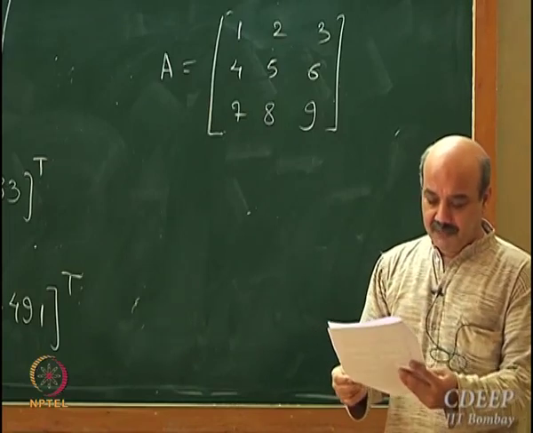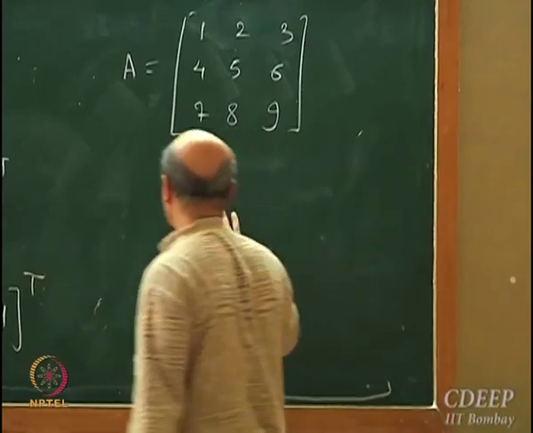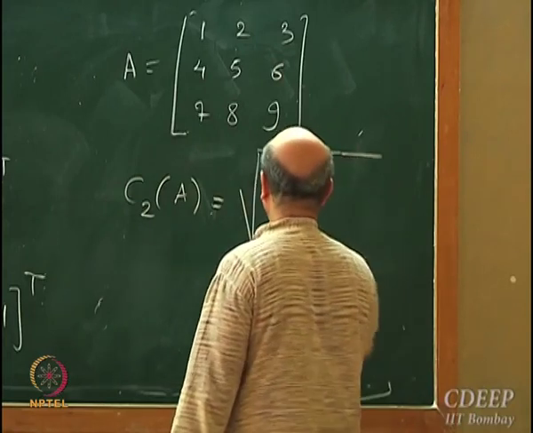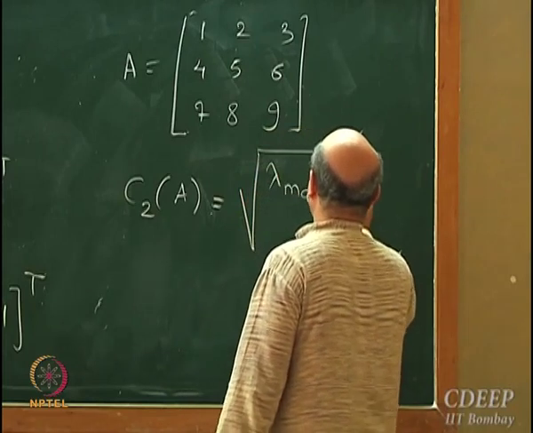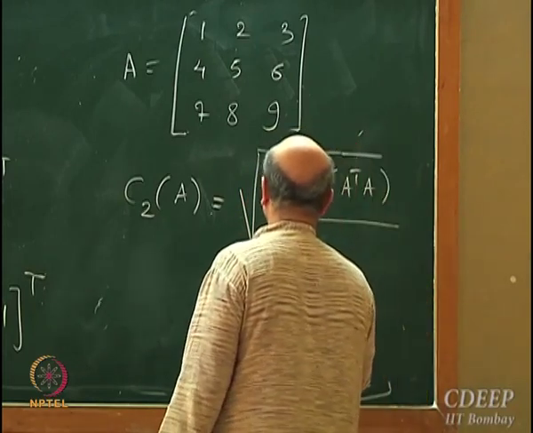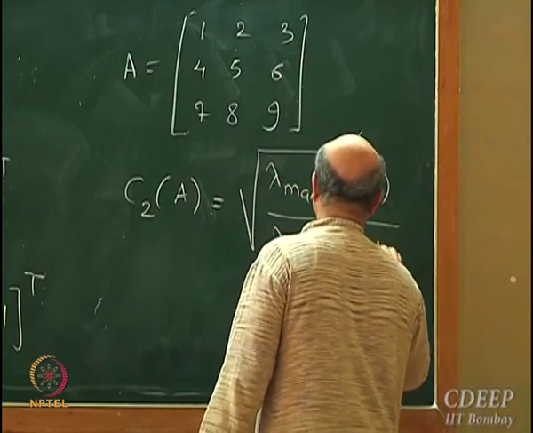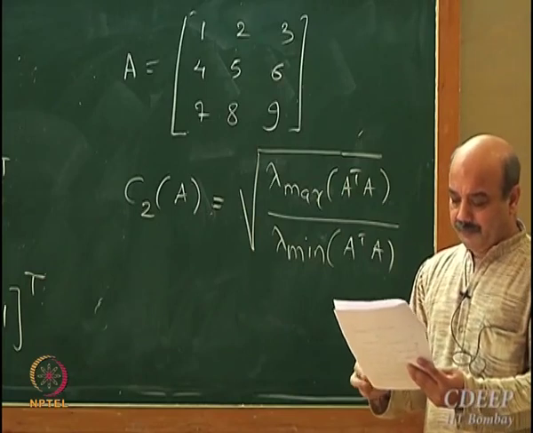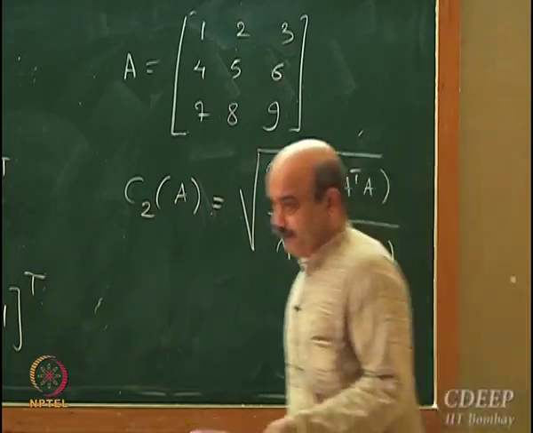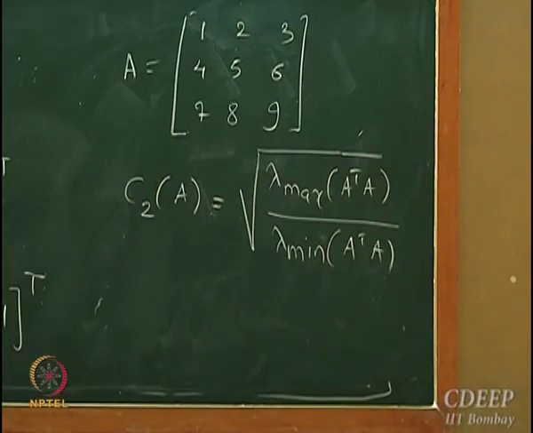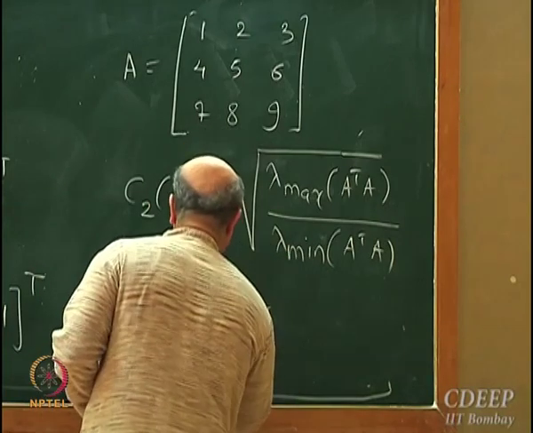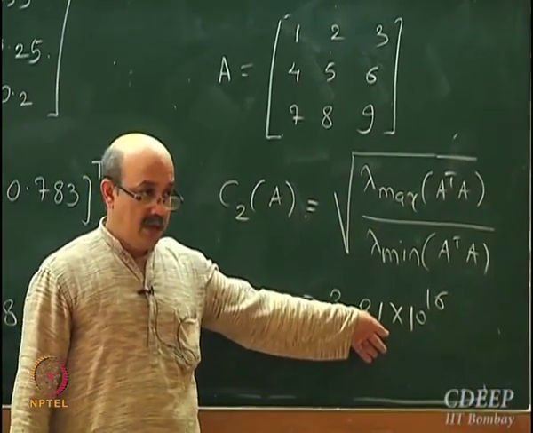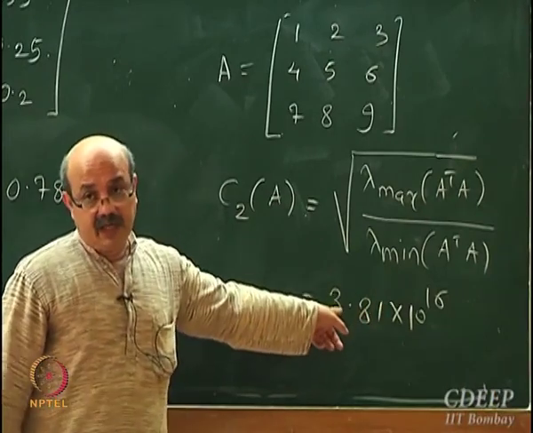The condition number of this matrix, that is C2 of A, which is the square root of lambda max of A transpose A by lambda min of A transpose A, turns out to be 3.81 into 10 to the power 16. The condition number of this matrix is very, very large.